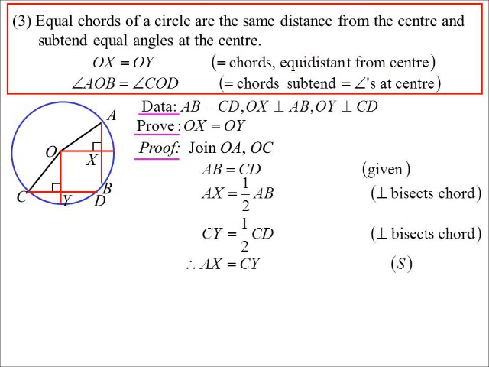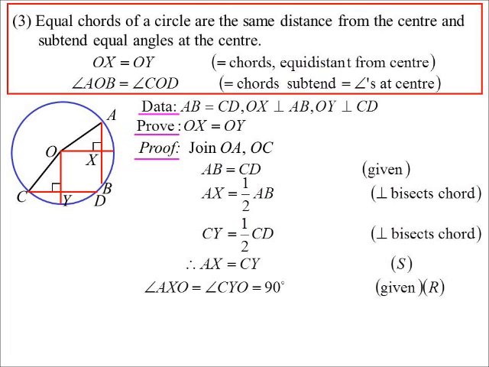Okay? I know AB is equal to CD. That information was given to me. But I can't immediately say AX is equal to CY. I've got to prove that, because that information wasn't given to me. So that's what I've done there. I've said, well, I know that those perpendiculars bisect each of the chords, therefore the bisection must be equals.